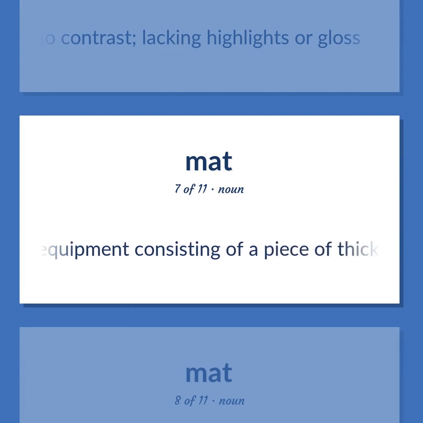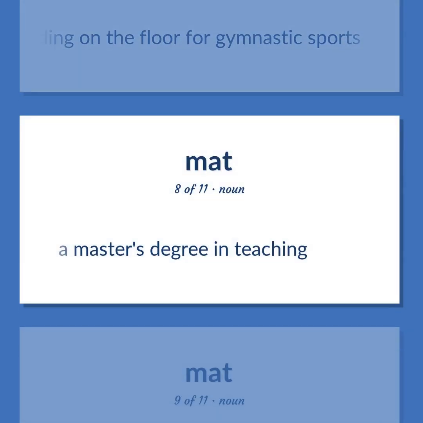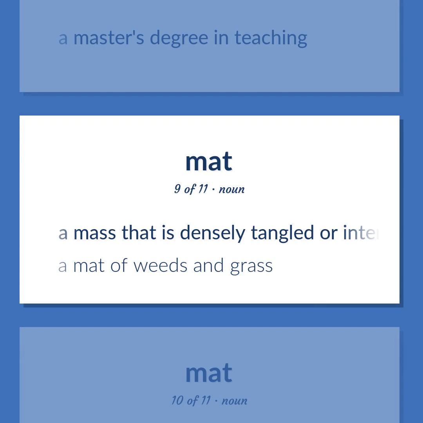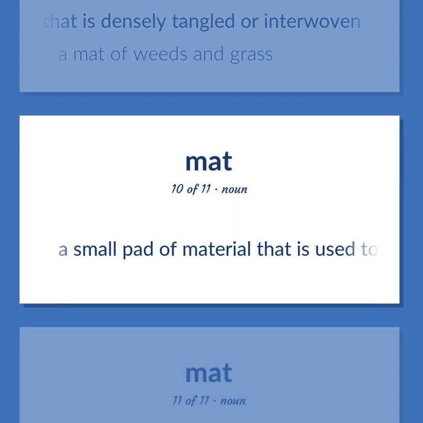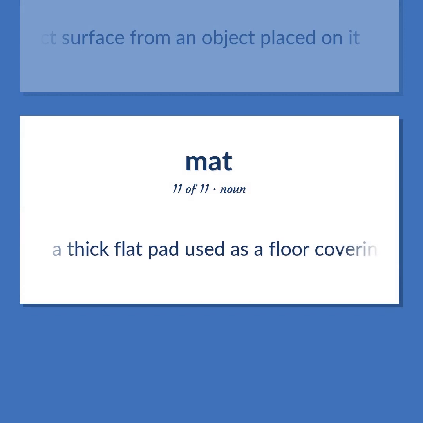Sports equipment consisting of a piece of thick padding on the floor for gymnastic sports. A master's degree in teaching. A mass that is densely tangled or interwoven. A mat of weeds and grass. A small pad of material that is used to protect a surface from an object placed on it. A thick flat pad used as a floor covering.